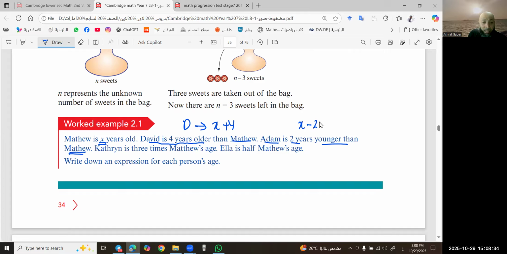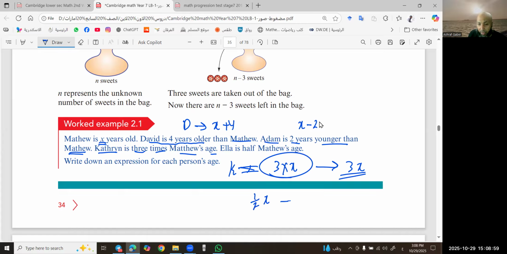Okay. And Catherine is 3 times Matthew's age. يبقى Catherine is what? Is 3 times x, or we can write it as 3x directly. Ella is half of Matthew's age. يبقى not Matthew half, but we write half x, or we can write as x over 2. This is the first exercise.